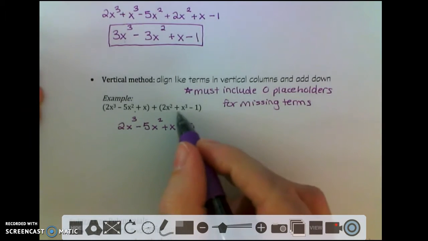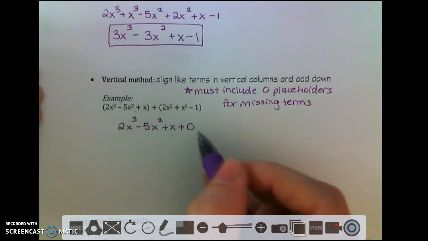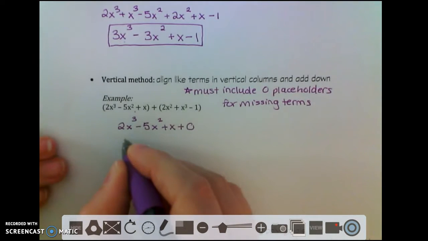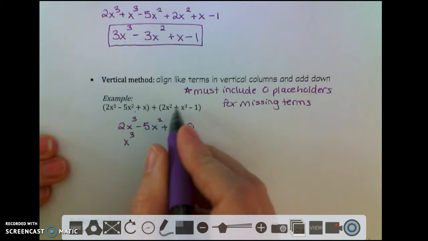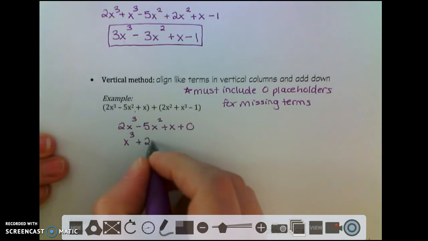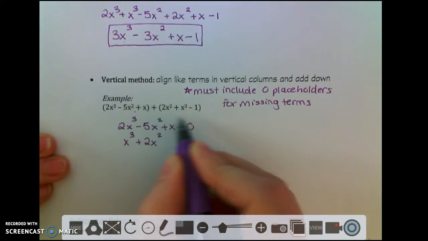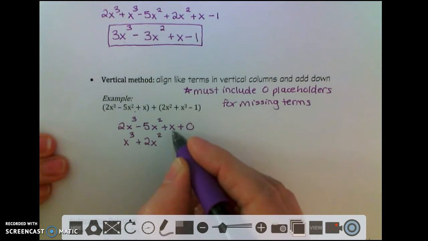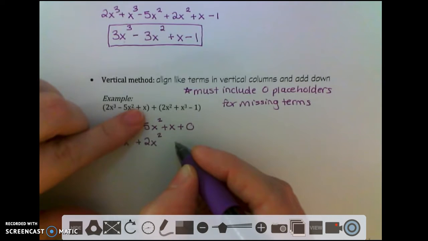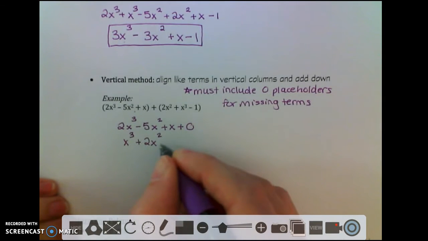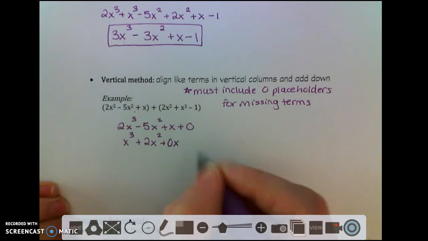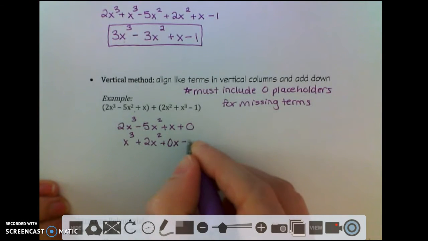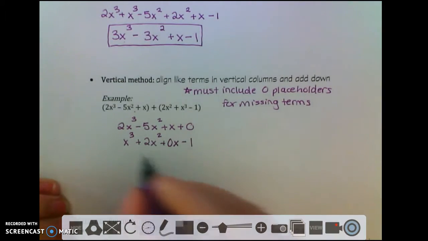Now I'm going to line up my like terms underneath each one. So I have an x cubed. I have a positive 2x squared. Now I don't have an x term, so under the x term from this first one, I'm going to put a 0 placeholder, so that'll be a plus 0x. And then I have my constant term, minus 1.